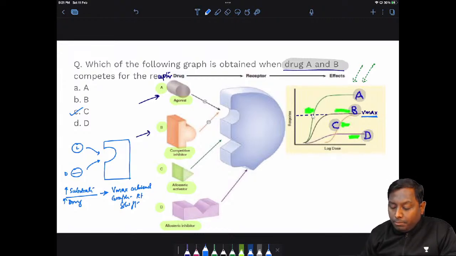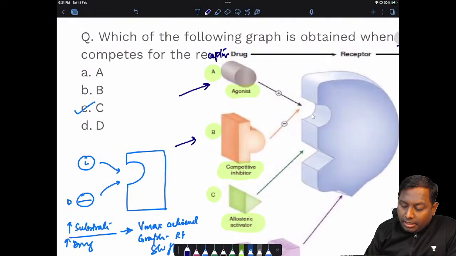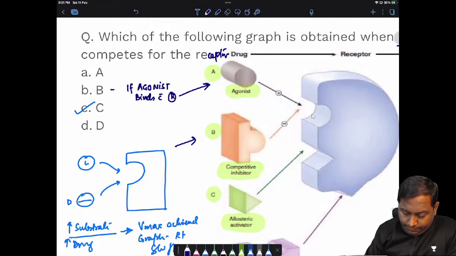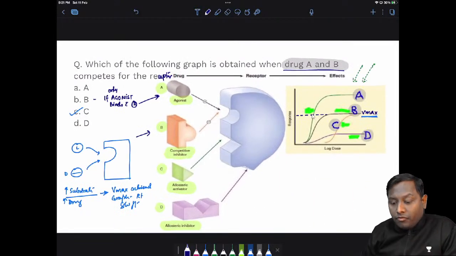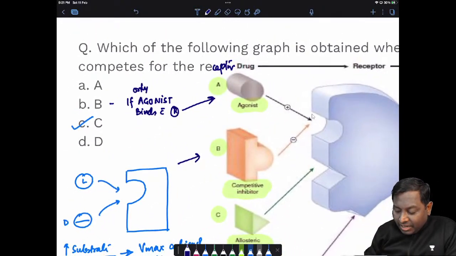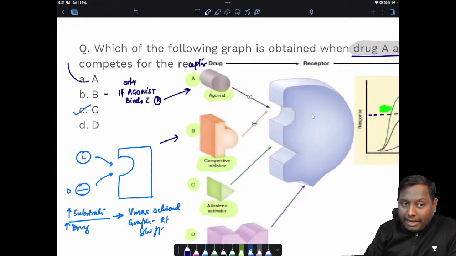Right now, what about B wala graph? When will you see B wala graph? B wala graph will be seen if only agonist is going to bind. If only agonist binds. Agonist means drug number A. If agonist binds with the receptor, ठीक है? If only agonist binds with the receptor. Now A जो सबसे highest है, even it is going beyond Vmax. This is if only allosteric activator binds, right? So A वाला क्या होगा? It is more than the Vmax. So A will be achieved if only allosteric activator is going to work.